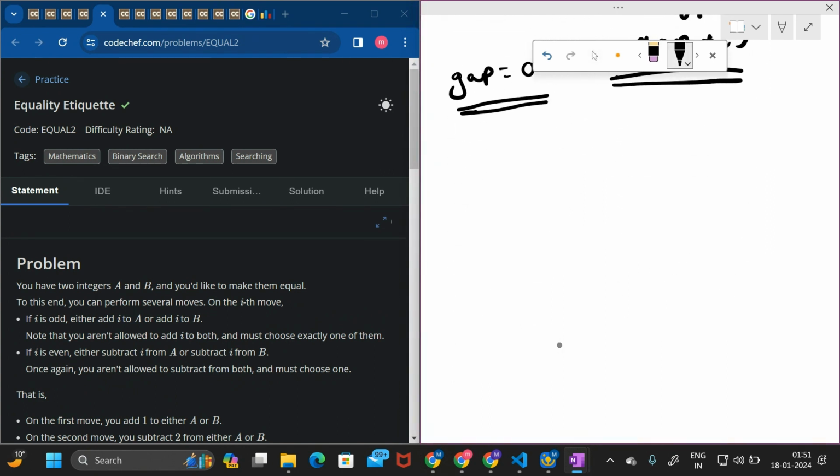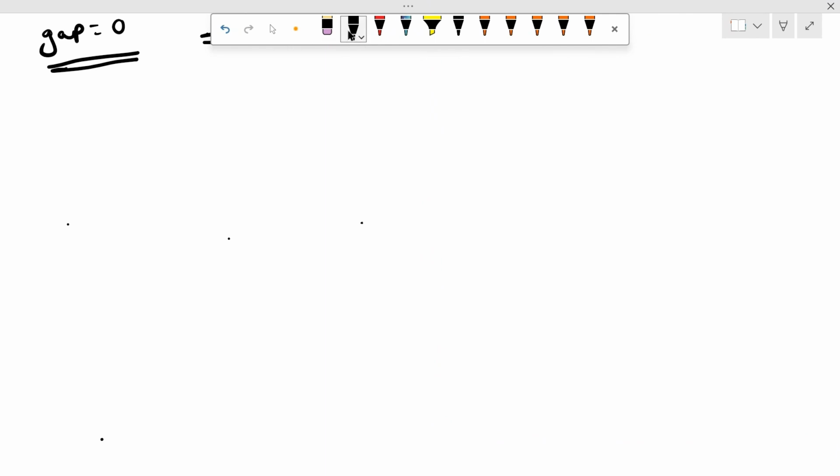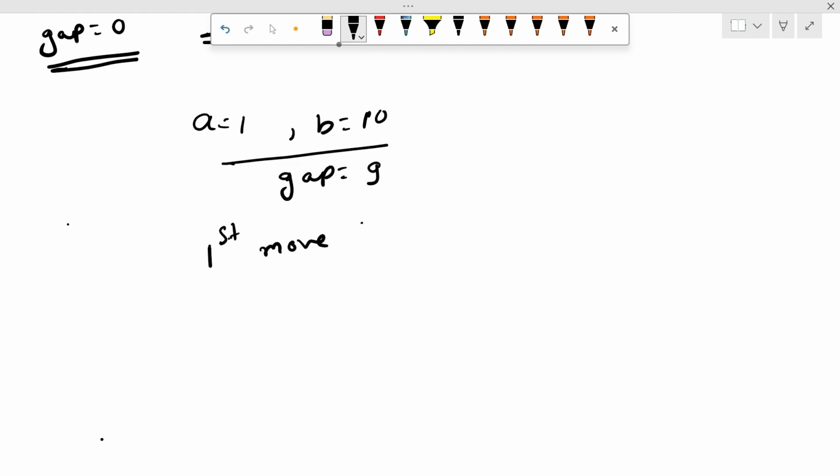Now we work only on the gap. So let's say we have another example: a is equal to 1 and b is equal to 10. So our gap is 9. In the first move we reduce our gap by 1, 9 minus 1 equal to 8. Why do we only reduce? Because we need the gap to be equal to 0.